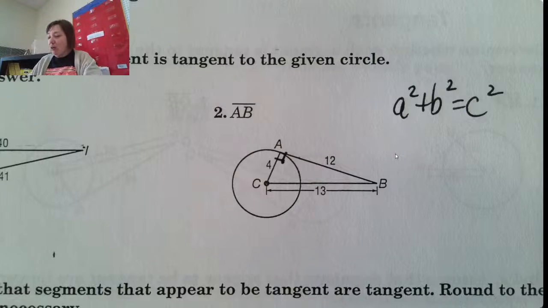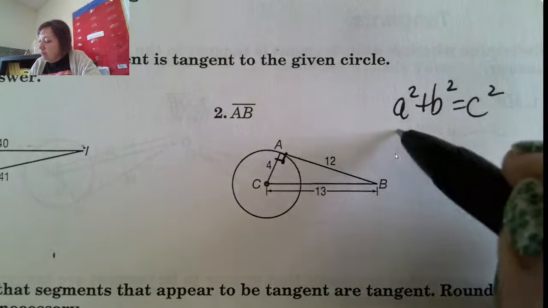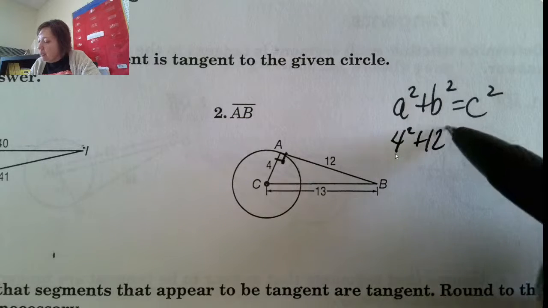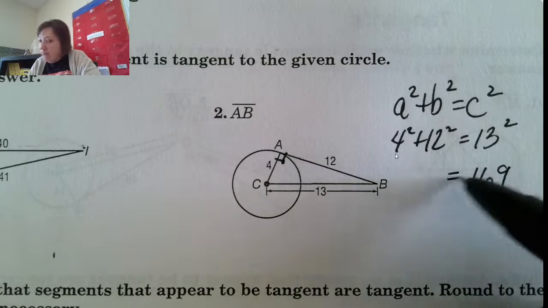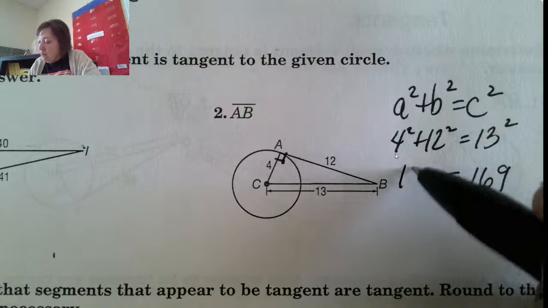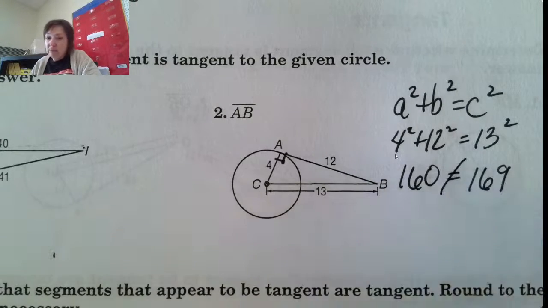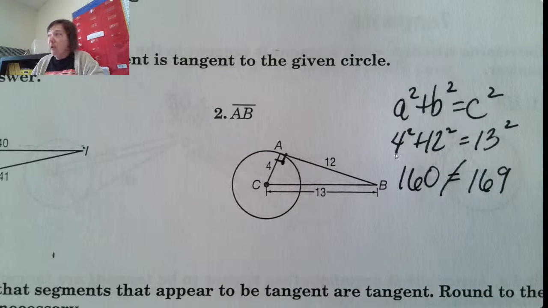Okay, what are our A and our B in this case? 4 squared plus 12 squared equals 13 squared. That's right. Now, 13 squared is 169. And the others are 160. So, what did we just figure out? It's not a right triangle. That's not a right triangle.